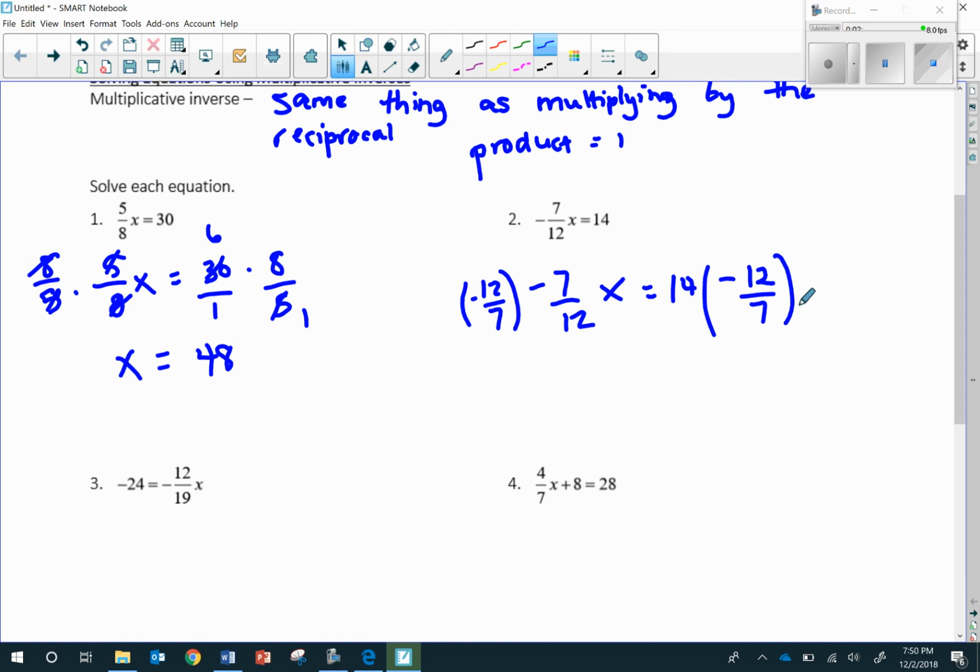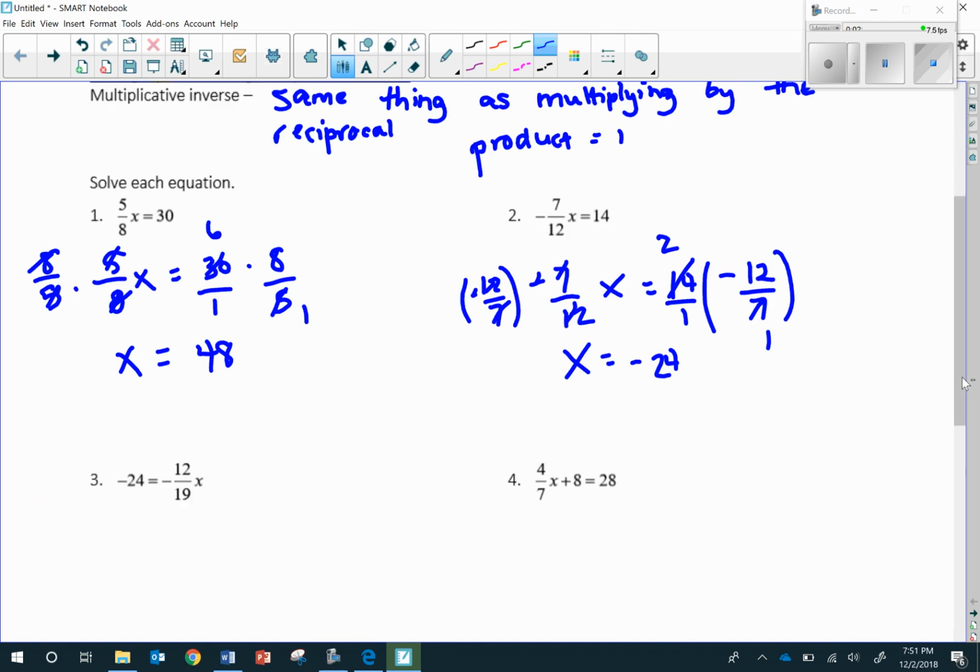When I do that, everything cancels on this side. The 12's cancel, 7, and my negative signs cancel, so I'm left with x equals 14/1 times -12/7. 7 goes into 7 one time, into 14 two times. So then I'm left with 2 times -12, and that is simply -24. So x equals -24 is my answer.